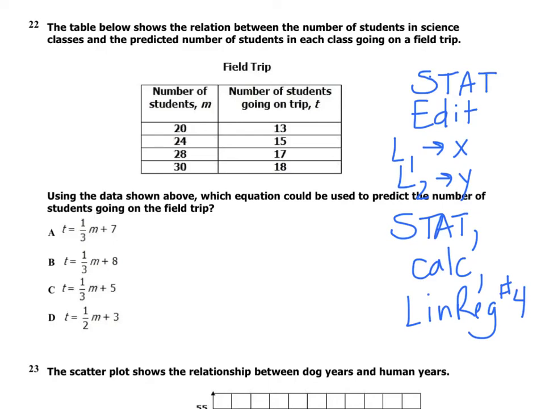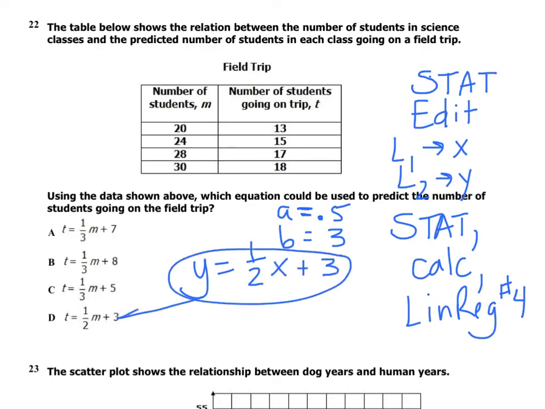And I get the equation y equals 1/2 x plus 3. I get a equals 0.5. Okay, so it doesn't say 0 point. I know I told you it should say that, so shame on Texas Instruments. So 1/2, or 0.5, for a, x plus b is 3, and that's choice D.